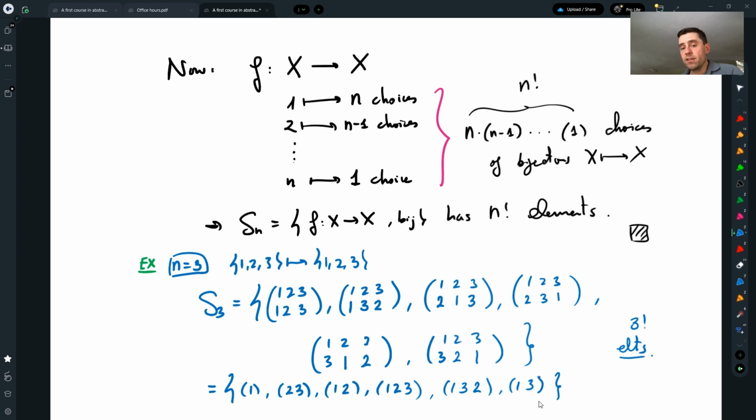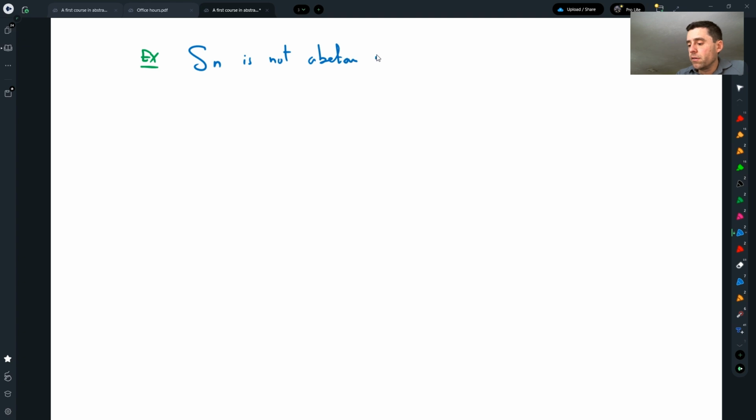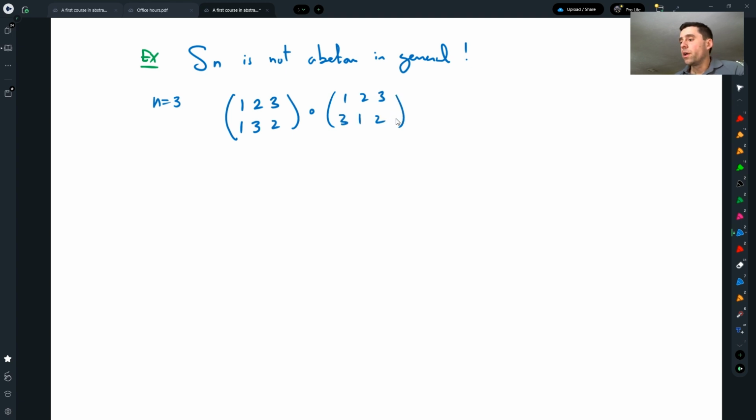We proved that Sn is a group, but we didn't say anything about whether it's abelian or not. So let's show that actually it is not abelian, even in the case of S3. So let's prove that Sn is not abelian in general. So let's take again the case of S3 and see what happens if I compose the map that goes to this map composed with this one. So if I compose this way, let's see what is happening.